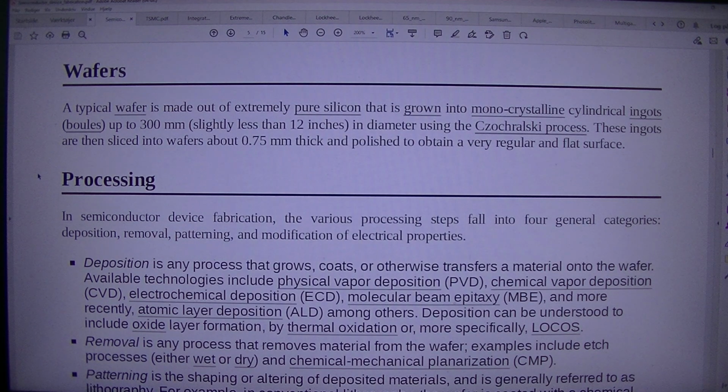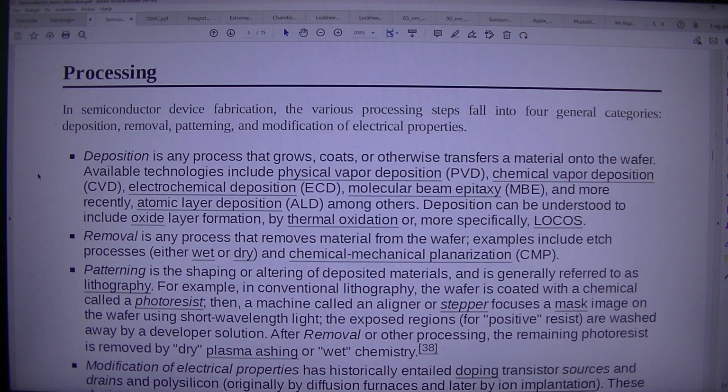Processing. In semiconductor device fabrication, the various processing steps fall into four general categories: deposition, removal, patterning, and modification of electrical properties. Deposition is any process that grows, coats, or otherwise transfers a material onto the wafer. Available technologies include physical vapor deposition, PVD, chemical vapor deposition, CVD, electrochemical deposition, ECD, molecular beam epitaxy, MBE, and more recently, atomic layer deposition, ALD, among others.